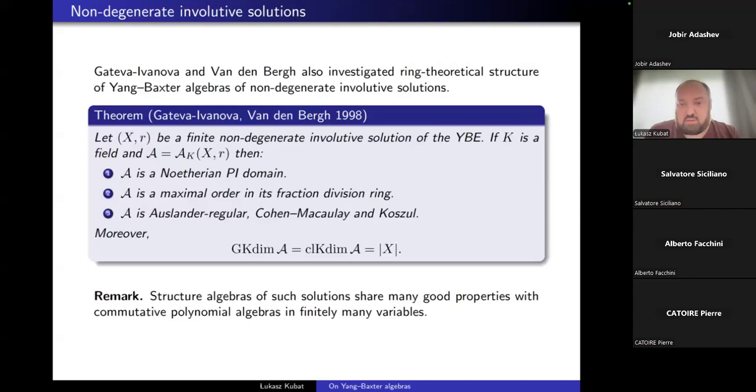Moreover, it's relatively easy to check, knowing these three points that I just described, that the classical Krull dimension and GK dimension of this algebra are exactly the size of the set of generators X. So the conclusion is that although these algebras are non-commutative in general, they produce a class of algebras with really nice arithmetical, homological, and structural properties, which are very similar to properties that appear for classical commutative polynomial algebras.